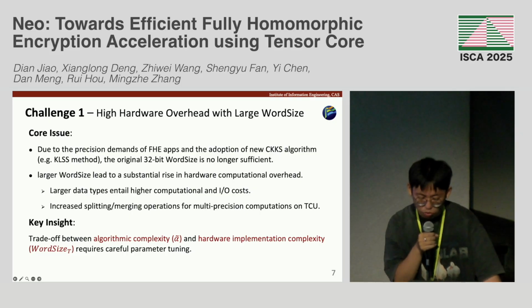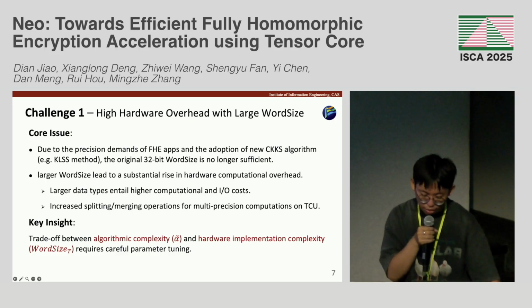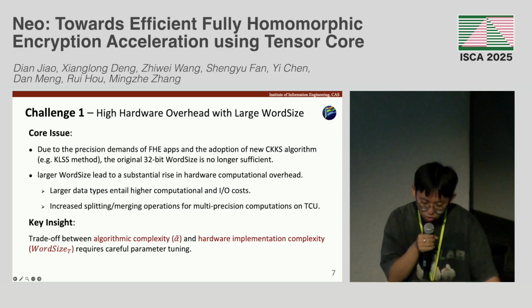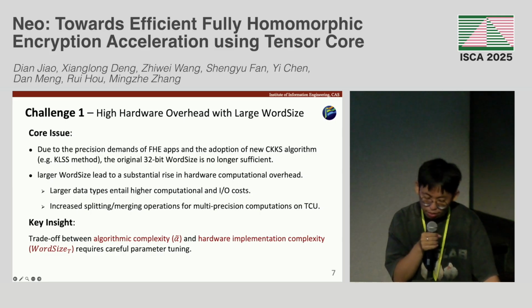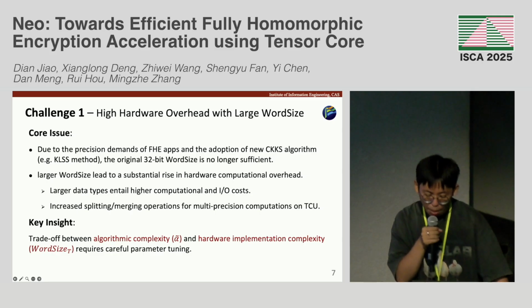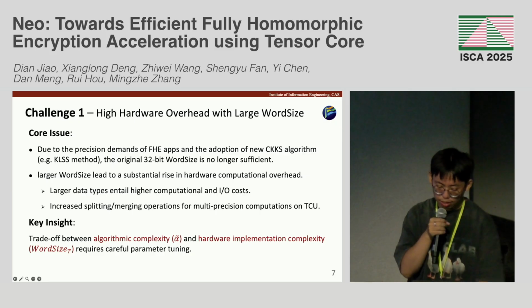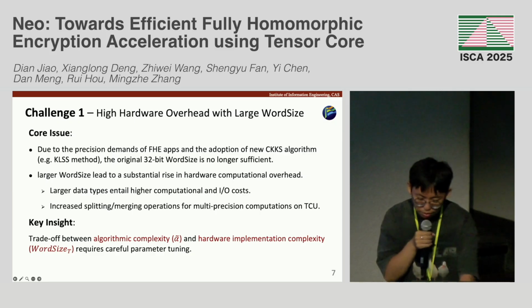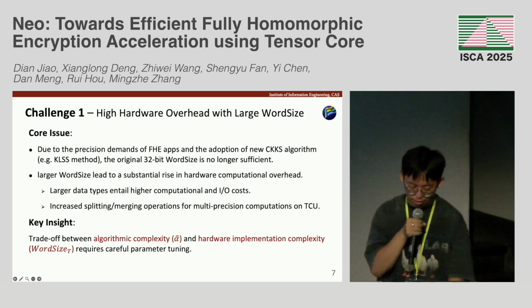There is an inverse relationship between word size T and a hyperparameter alpha tilde. A smaller word size T reduces the scale of multi-precision computations, but increases alpha tilde, leading to more operations in key switch. Conversely, a larger word size T reduces the number of operations, but increases the complexity of multi-precision computations. Therefore, careful parameter tuning is essential to balance these two aspects.